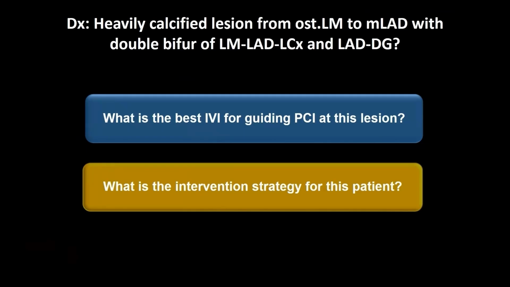We have two questions for everybody. What is the best intravascular imaging for guiding PCI in this type of lesion? And what is the intervention strategy for this patient? Thank you.